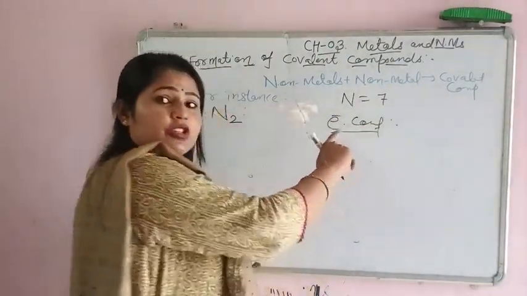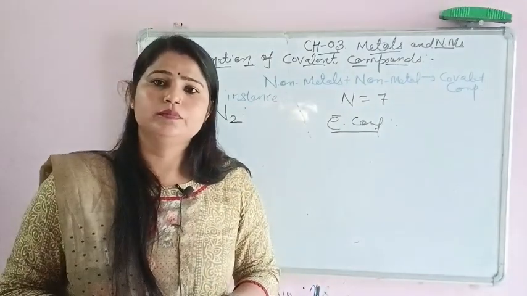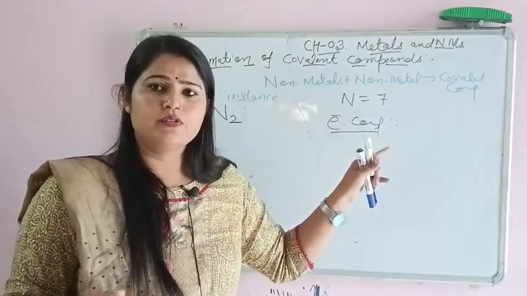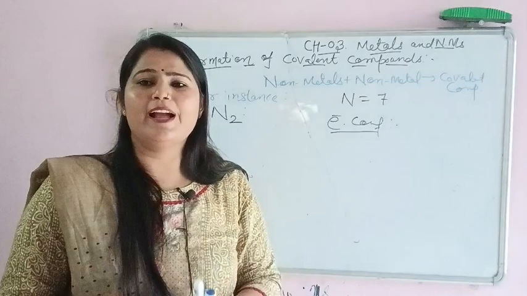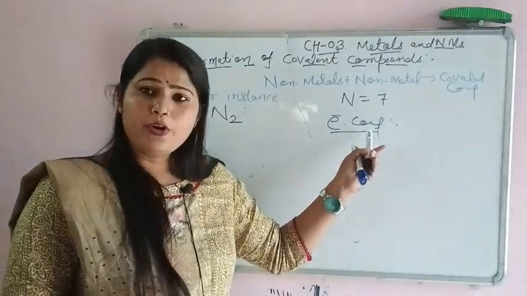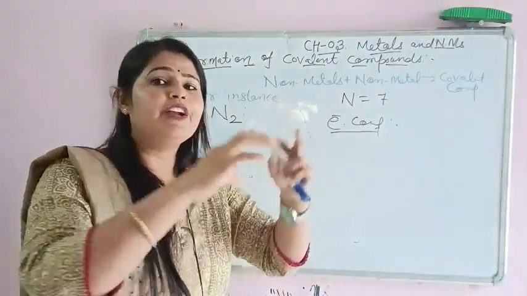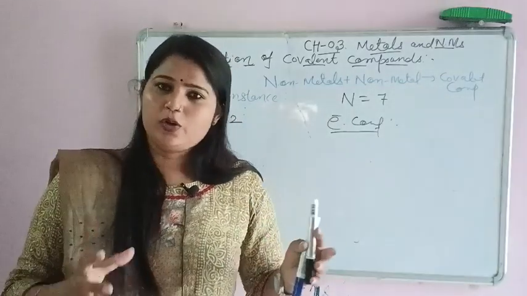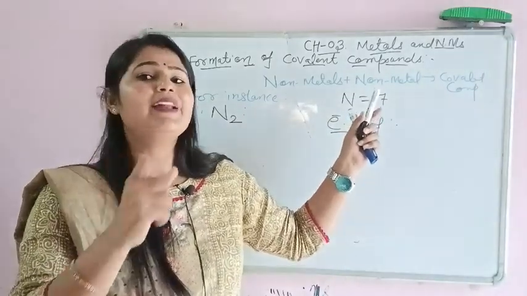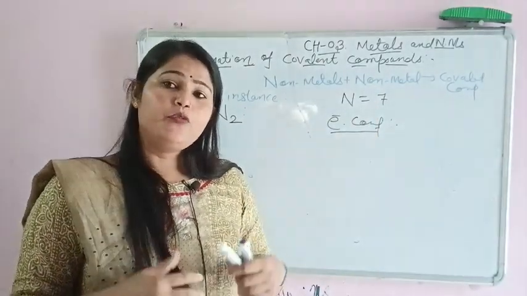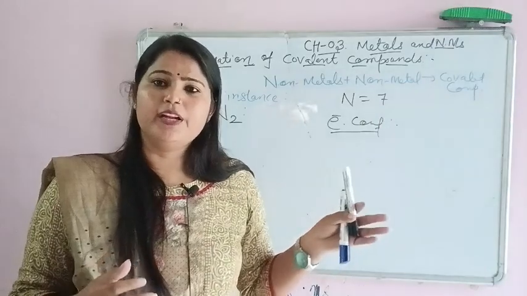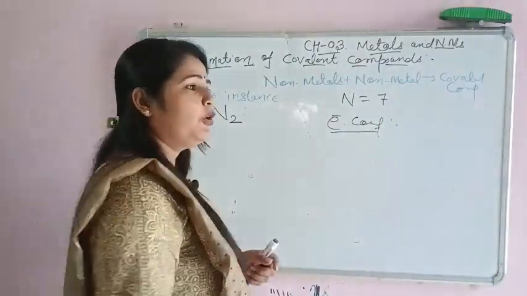What is the definition of electronic configuration? Electronic configuration is the distribution of electrons in the various shells of the atom. In electronic configuration, we distribute the electrons in the various shells of the atom. The atomic number of nitrogen is 7, so 7 electrons are present in the nitrogen atom. We have to distribute these 7 electrons in the various shells of the nitrogen atom. So what should be the electronic configuration?